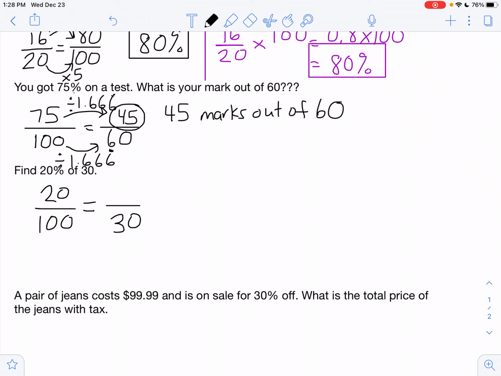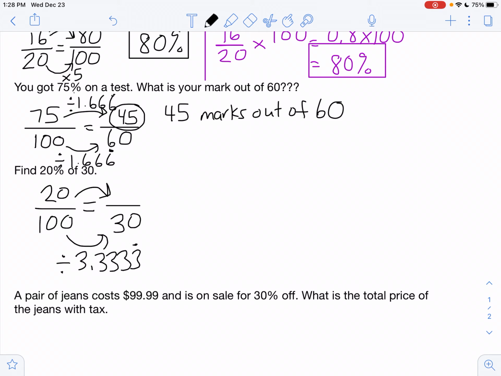So what we're going to do is take the bigger denominator 100 and divide it by the smaller denominator 30. And we end up with 3.33333. So we're dividing by 3.3333 repeated. And we want to keep all those numbers or keep that number stored in our calculator. If that's how we're changing the denominator, the same thing has to happen to the numerator, sorry.